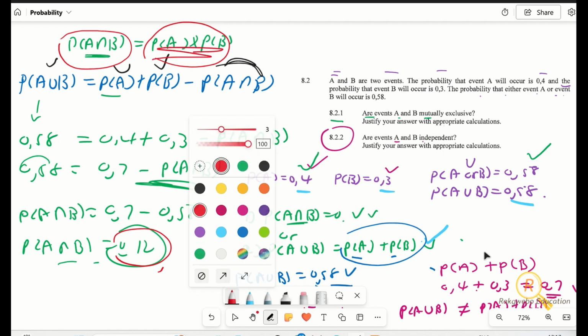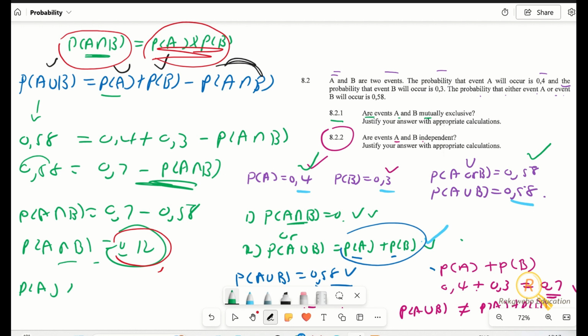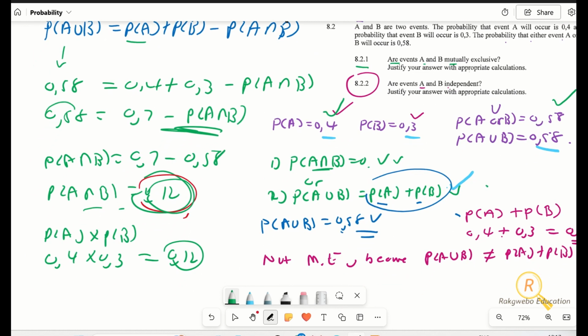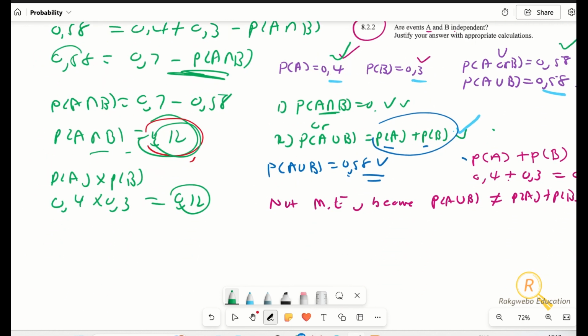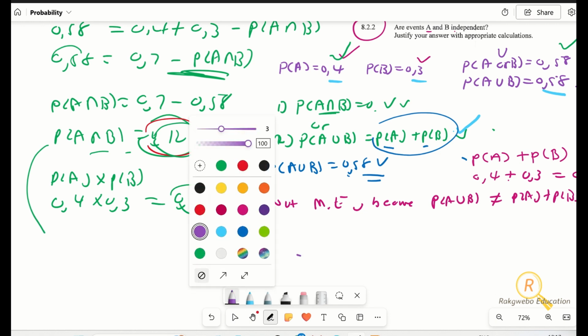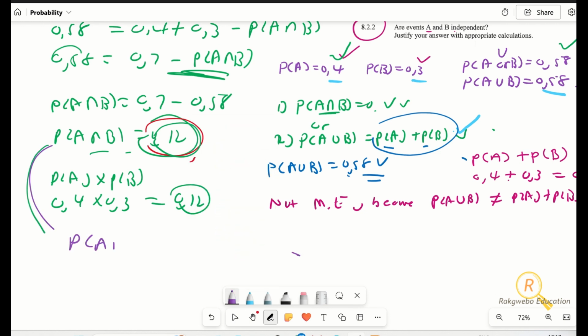Let's multiply the probability of A and the probability of B. The probability of A is 0.4 and the probability of B is 0.3, which gives us an answer of 0.12. So this is equal to that. Therefore, you can safely conclude that the two events are independent. Why? Because the probability of A and B equals the probability of A times the probability of B. Easy peasy.